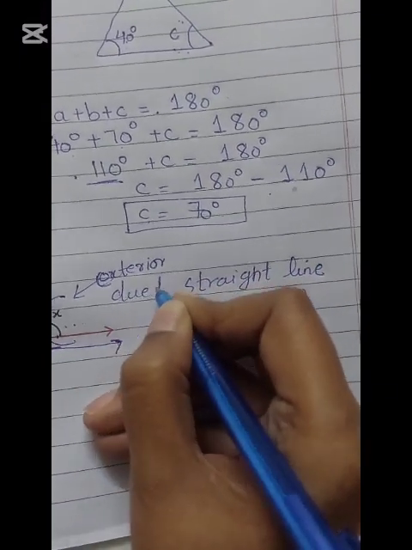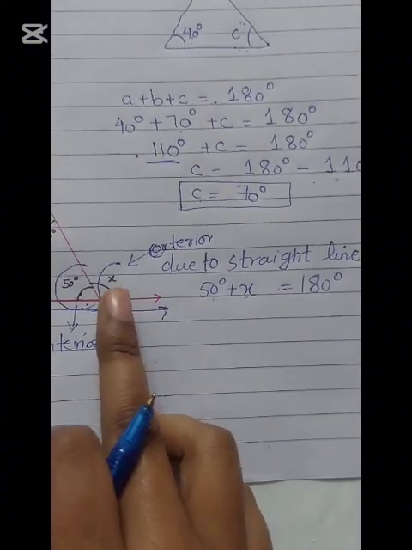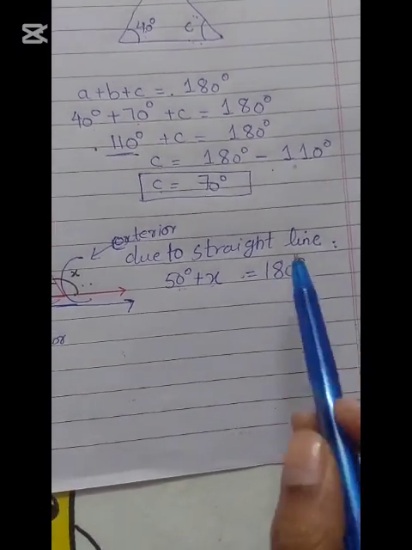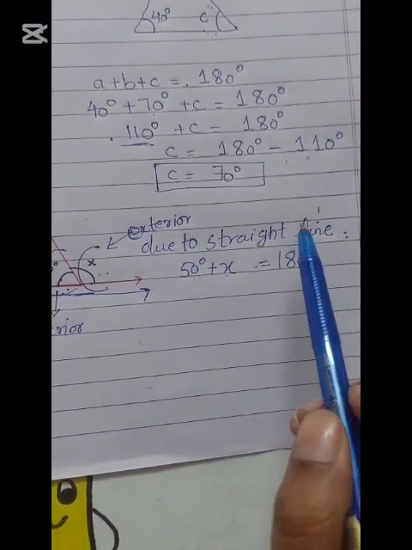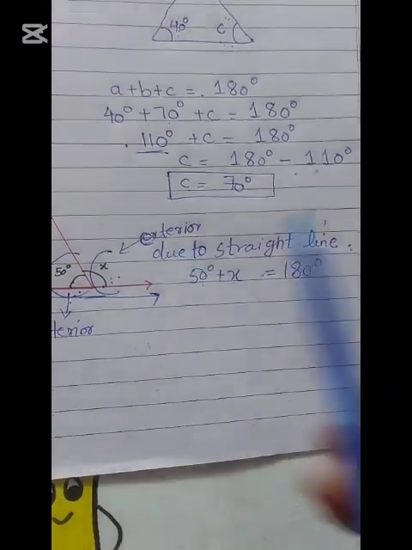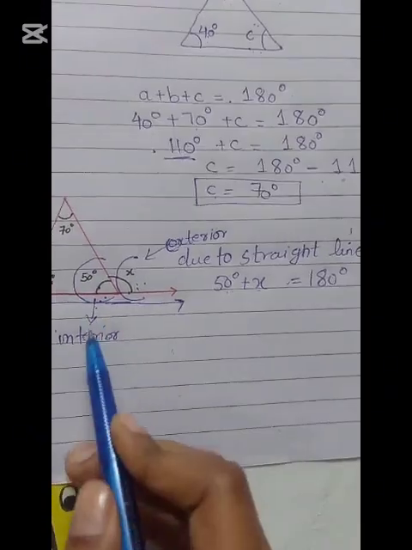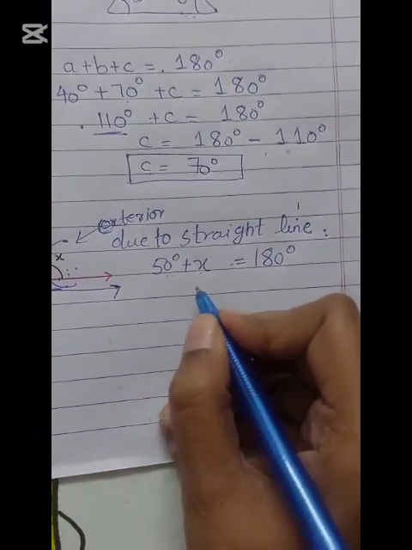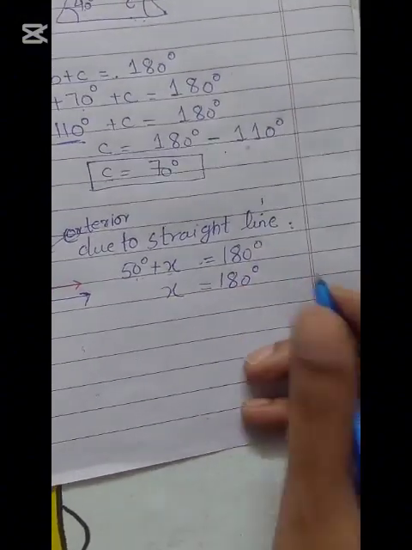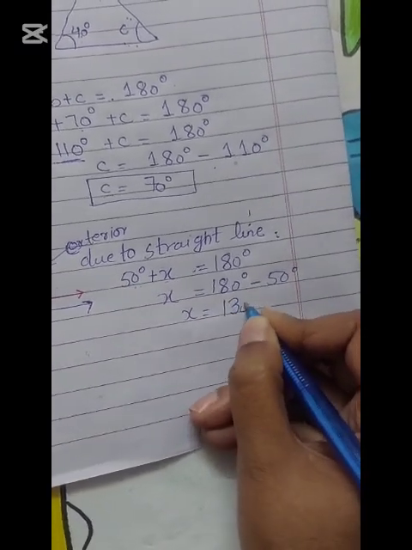Due to the straight line, we can find the unknown angle outside the triangle, which we call exterior. How can we find the unknown exterior angle? One interior plus one exterior is always equal to 180 degrees, and both are always connected to each other. After transposition, 50 is plus here, on the other side it will be minus. So the unknown exterior angle is 130 degrees.